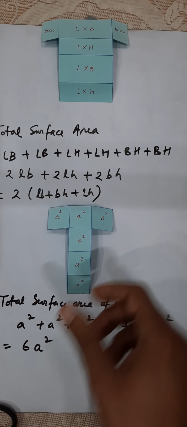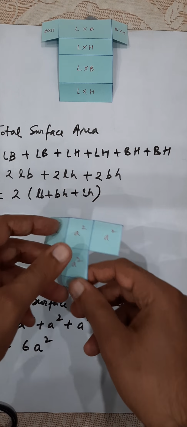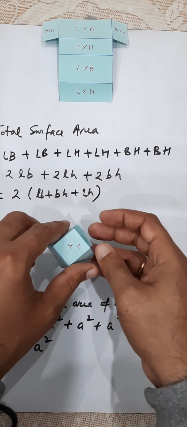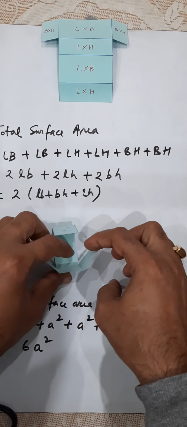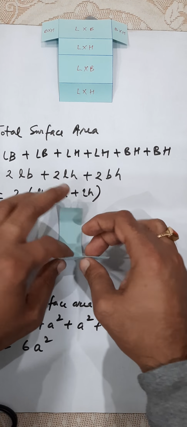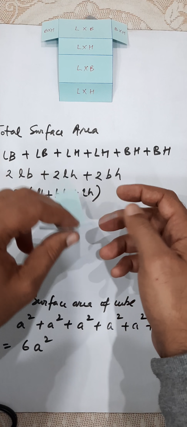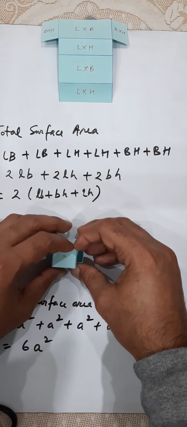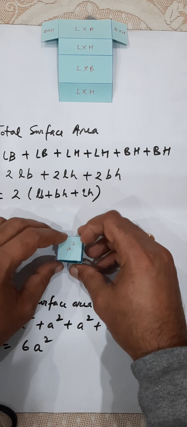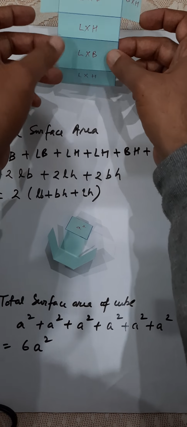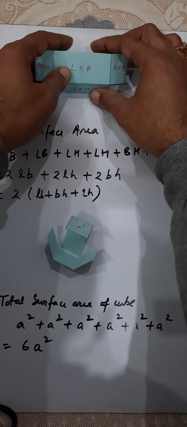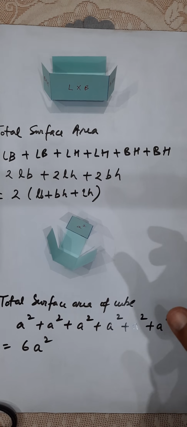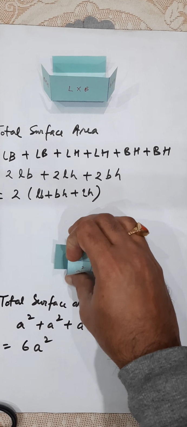So you people can also make it at your home. Okay. And what you people can do is you can paste one of the faces in your file and leave the other, so that one can check if it is forming a cube and a cuboid or not. Okay. So I hope that this is clear to you all, why the total surface area of cube and cuboid is that.